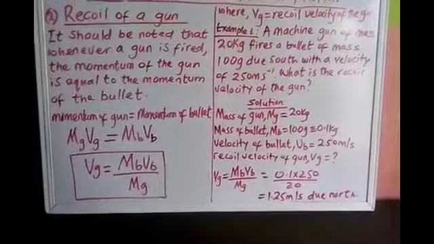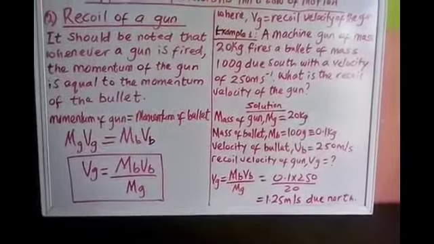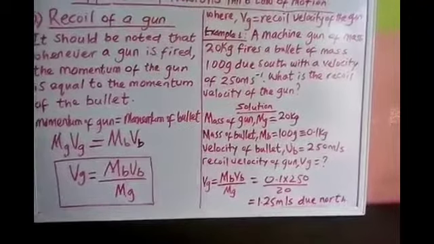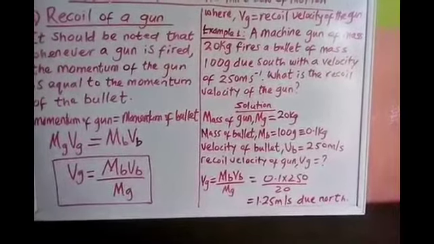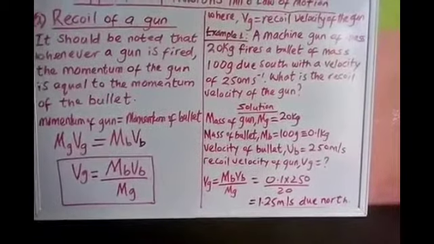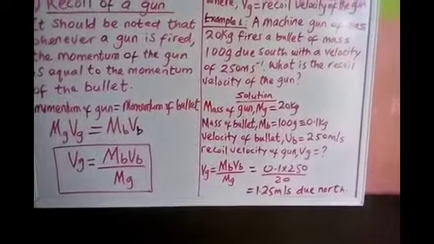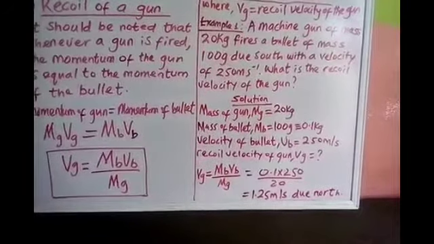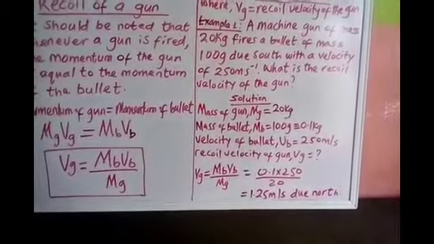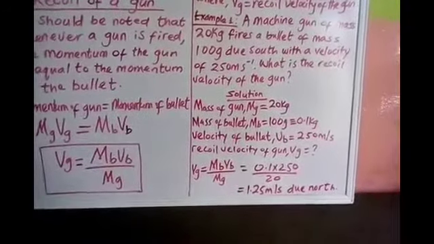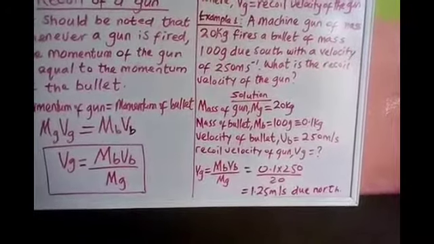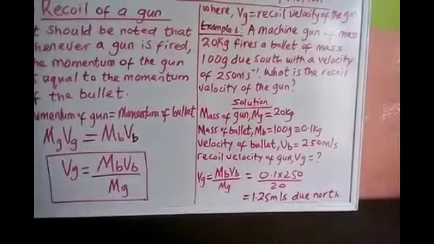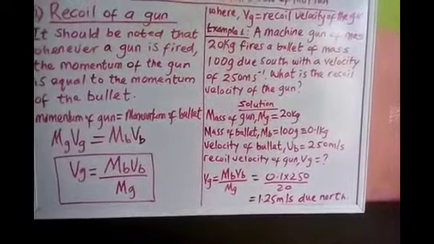So from there, velocity of the bullet vb equals 250 meters per second. The recoil velocity of the gun vg is the unknown. What is the standard and basic formula for that? We have vg equals mb vb all over mg. From there, we have 0.1 times 250 all over 20. And that will give us 1.25 meters per second due north. Why do we have due north? Because the bullet was fired due south.